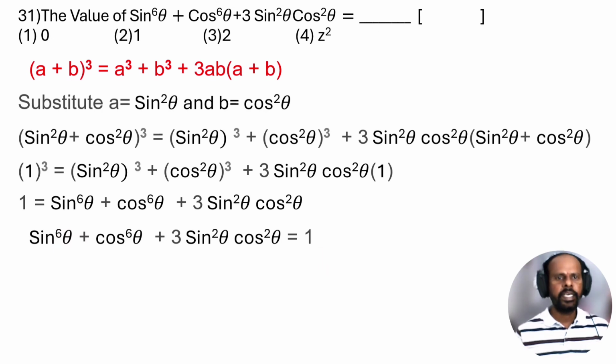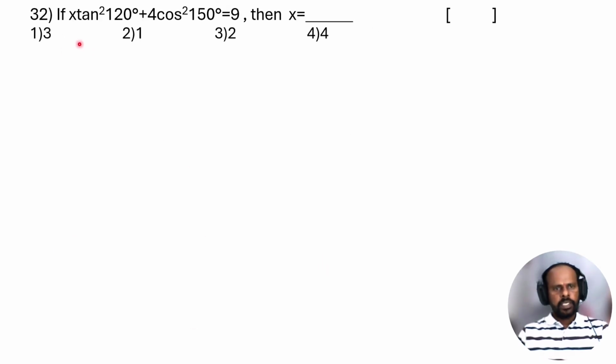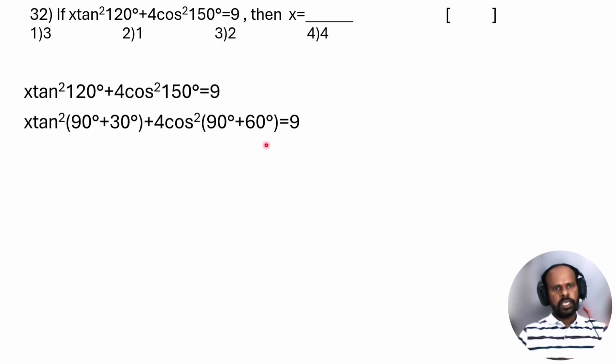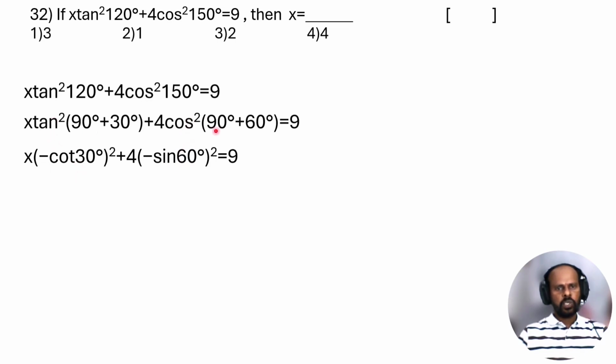And so here the question is given: x tan² 120° + 4 cos² 150° = 9. You have to find the value of x. So here, if you observe the given condition, I am writing 120 as 90 plus 30, and 150 as 90 plus 60. Next, tan(90 + θ) is in the second quadrant, where tan is negative, and cos is also negative in the second quadrant. So tan(90 + θ) is minus cot θ, and cos(90 + θ) is minus sin θ.